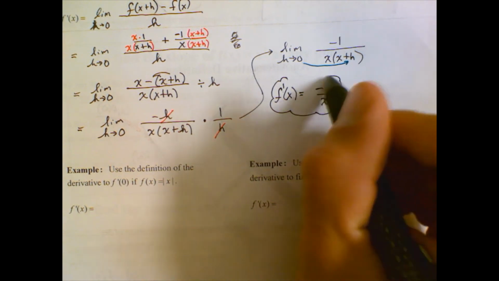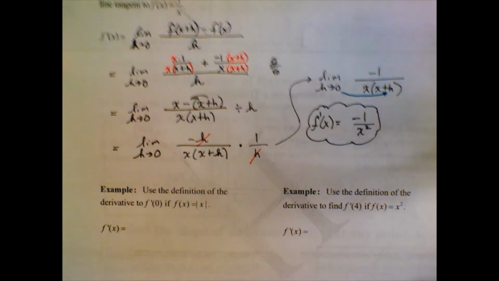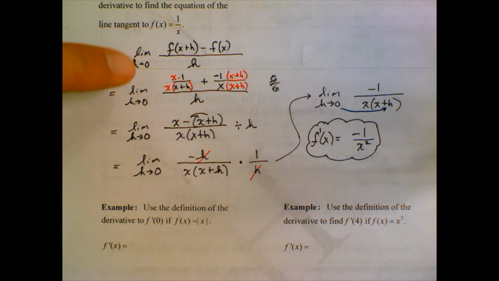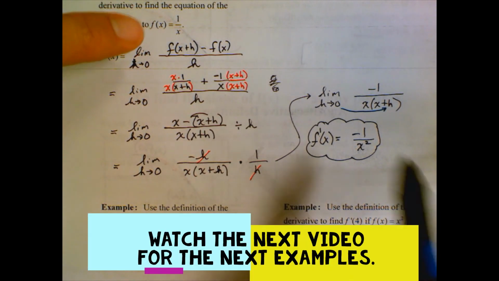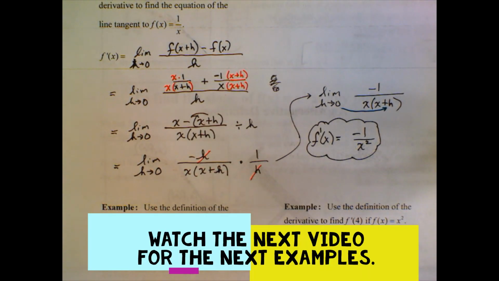And it'd be awesome to get a visual of that. So if you wanted to look at the graph of 1 over x and then the graph of negative 1 over x squared, feel free to do that.